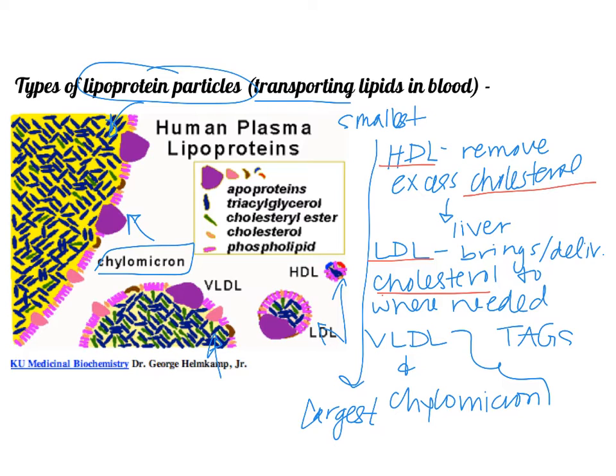VLDL transport TAGs from the liver. So if it's synthesized, made in the liver, then it gets sent out, and chylomicron takes them from where you've eaten them, from your intestinal mucosa, and takes them to where they need to go. So those are the lipoprotein particles. Again, they're just transporters of lipids, and they transport specific lipids, and they're of specific sizes.